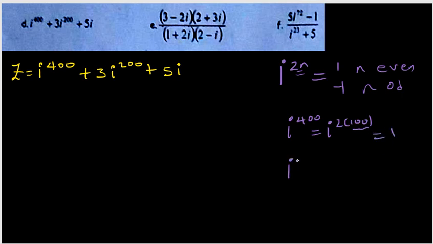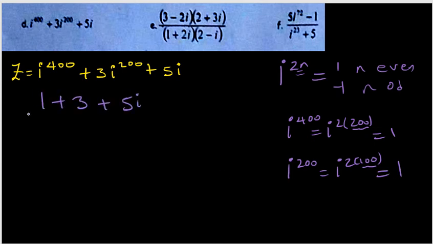The same way, i to the power of 200, this one 2 times 100. Again, the bracket part is just even, so it will be 1. So both of them will be 1. So 1 plus 3 plus 5i remain. So the sum of these two reals will be 4 plus 5i. This is the simplest form of the z.